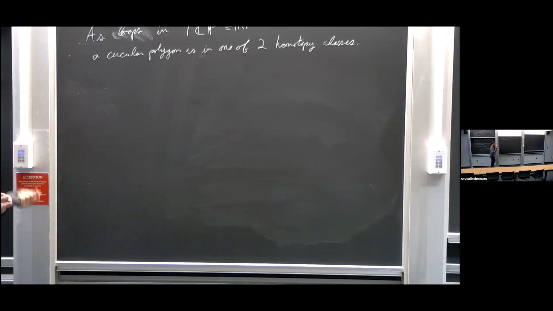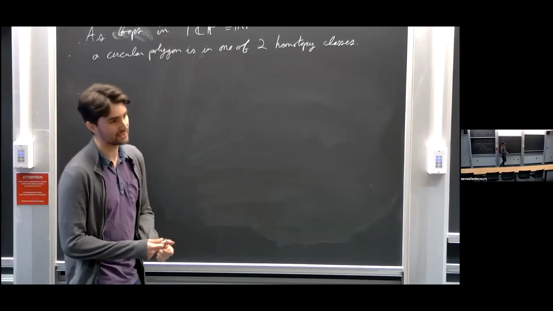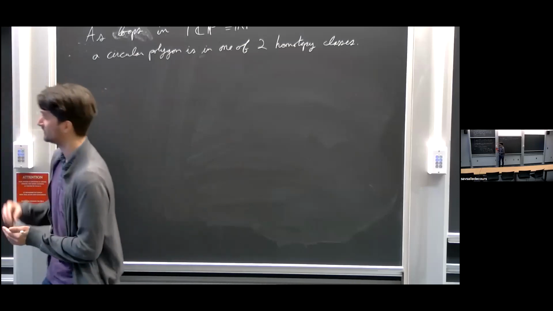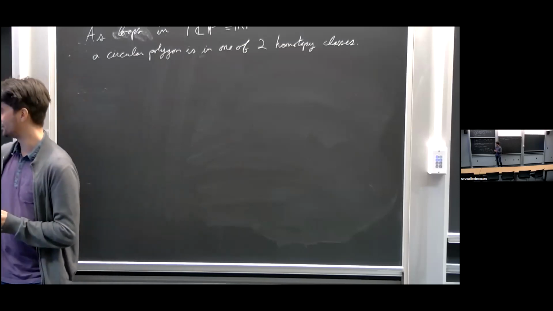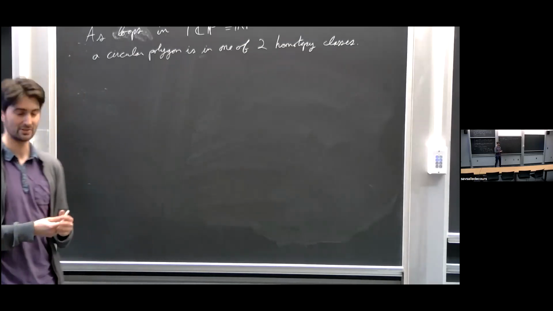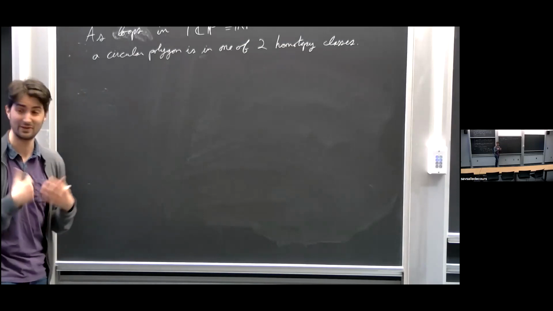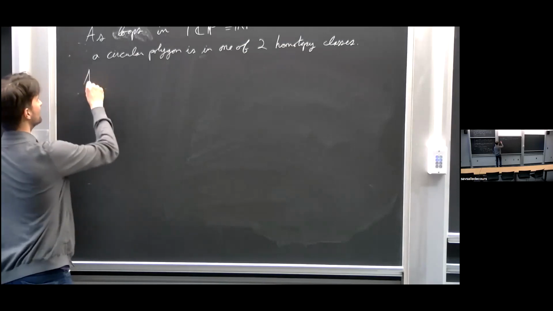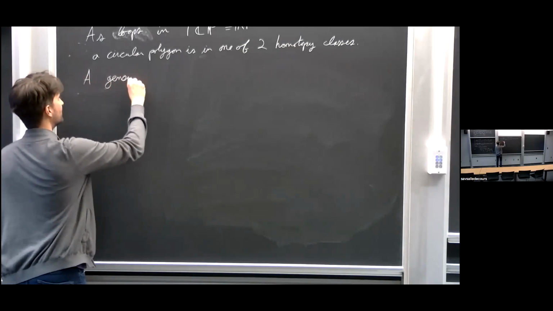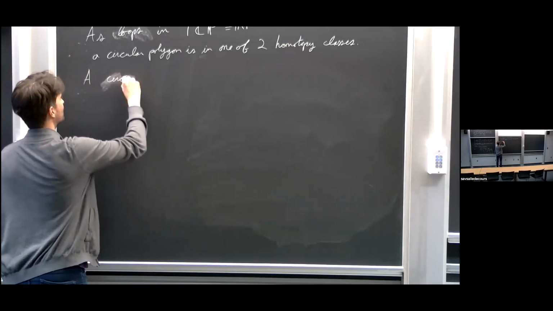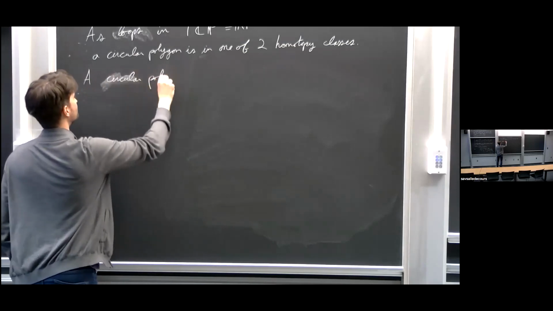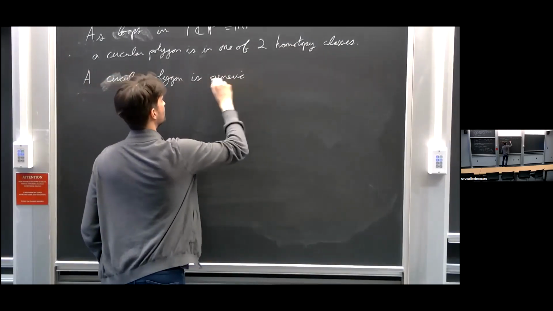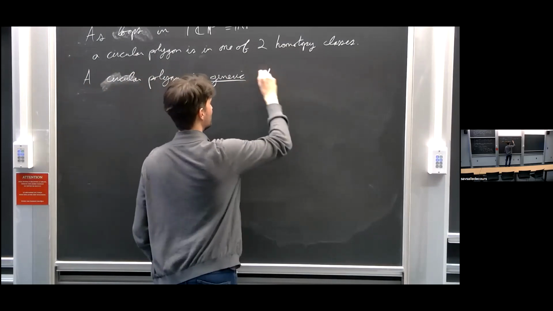Now, if you want to say something more, the problem is that when you rigorously define this moduli space, it's not a manifold everywhere because there are certain more degenerate configurations. So you want to look at generic circular polygons. There's some things you don't want to allow. So a circular polygon is generic if it satisfies the following two things.